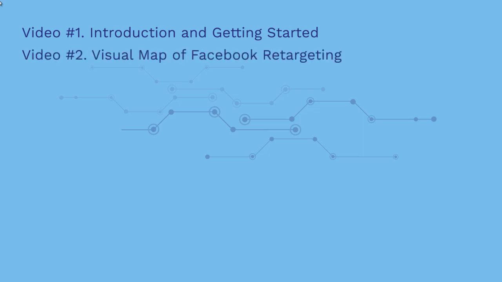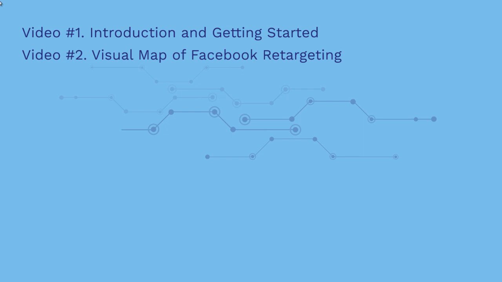Video number 2 is going to be a visual map of Facebook retargeting. What that includes is I'm going to show you how Facebook retargeting works. A lot of times people jump straight into showing you how to set things up. But unless you really understand how everything fits together, what connects to what, it's really going to become confusing. Because if you set things up like an email opt-in retargeting campaign, or a blog post campaign, or a purchase retargeting campaign, every one of those is different.